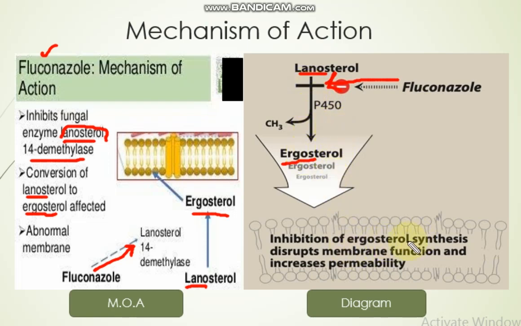So inhibition of ergosterol synthesis disrupts membrane function and increases permeability of the cell membrane, leading to the death of the fungus. So this is the mechanism of action of fluconazole.